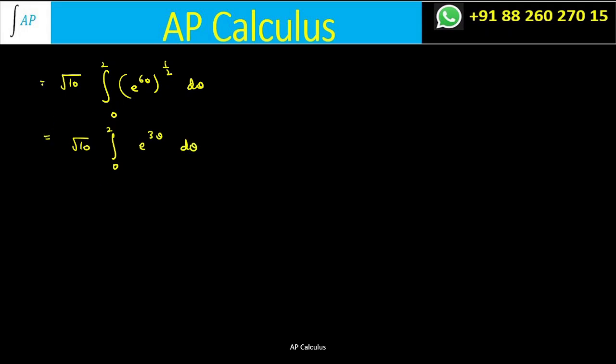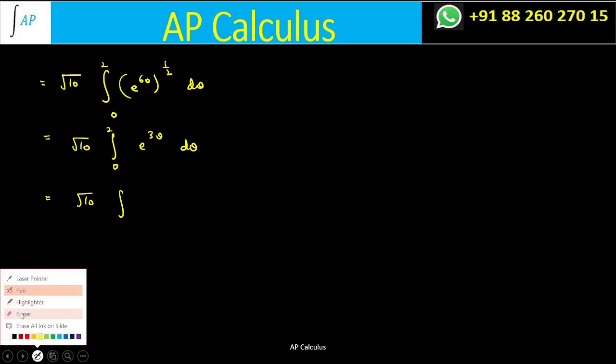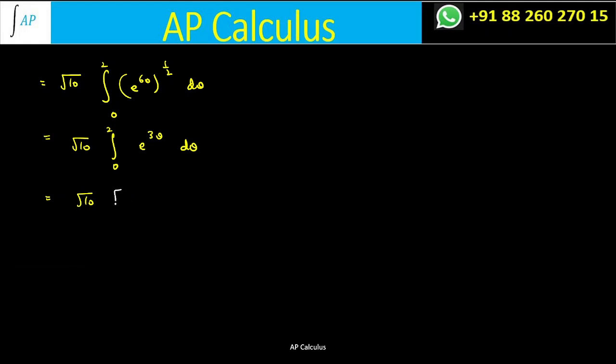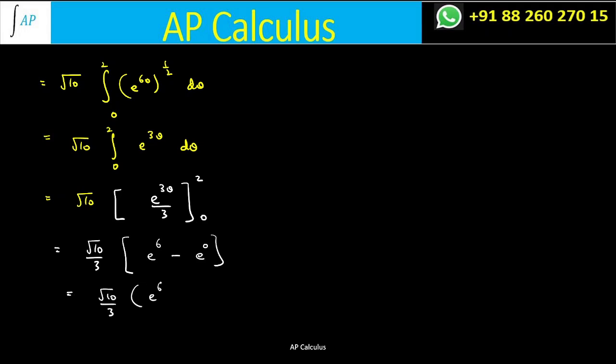Now let's integrate this. So integration of e to the power 3 theta is the same e to the power 3 theta, but we have to divide it by 3 because the coefficient of theta is 3, and the limit is going from 0 to 2. So 3 can be taken out of this integral. Now if you put the upper limit 2, it is e to the power of 6, minus, if you put 0, it will be 1. So finally it is going to be root 10 by 3 times e to the power 6 minus 1. This is going to be the final answer for the length of the arc.